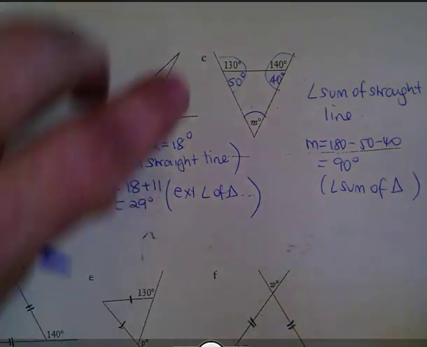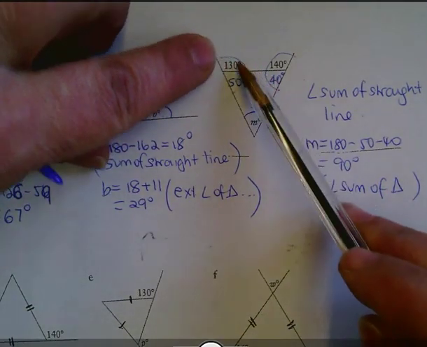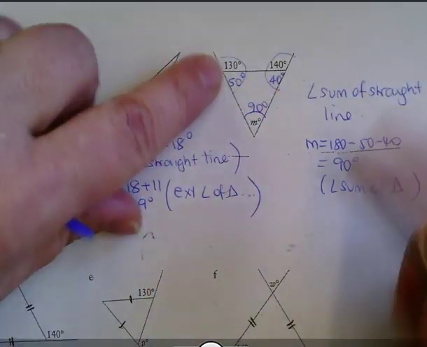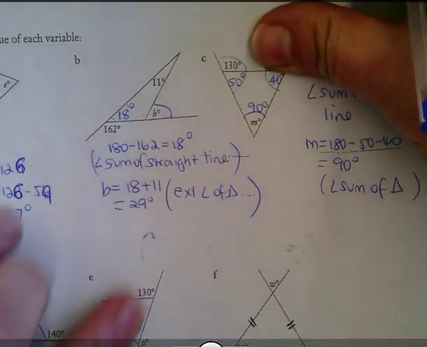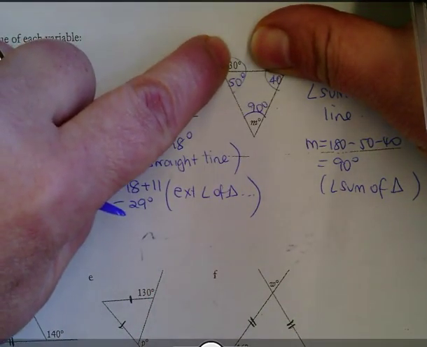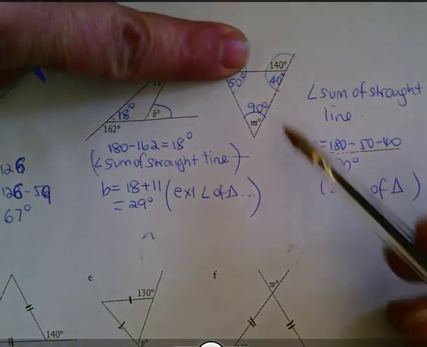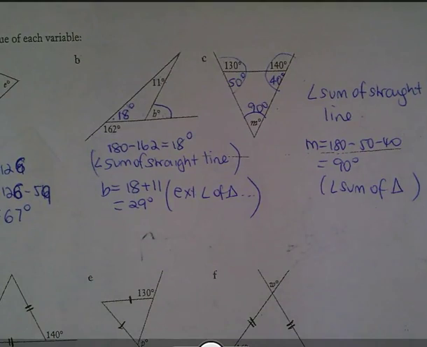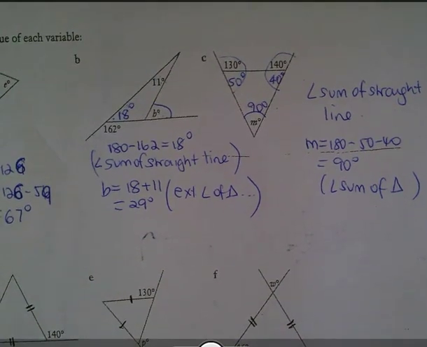But look, I could have done exterior angle, because if M is 90 and I cover this 140 up, I've got 90 plus 40 is 130. Can you see it? And if I cover the 130 up, I've got 90 plus 50 is 140. So you could have done it with exterior angle, but you don't have to. Just go for the easiest method.